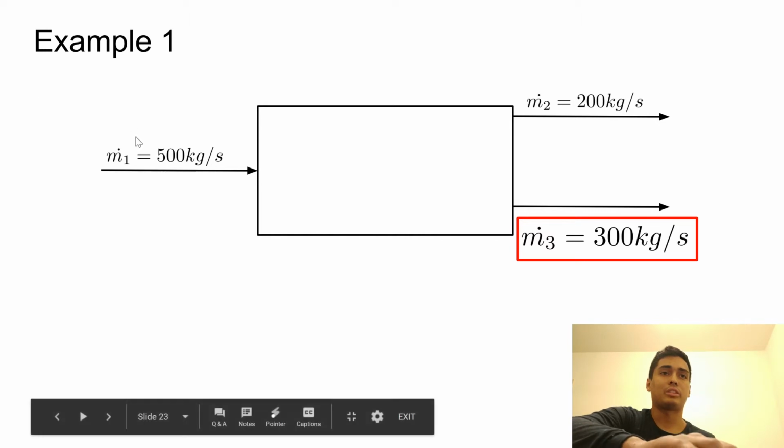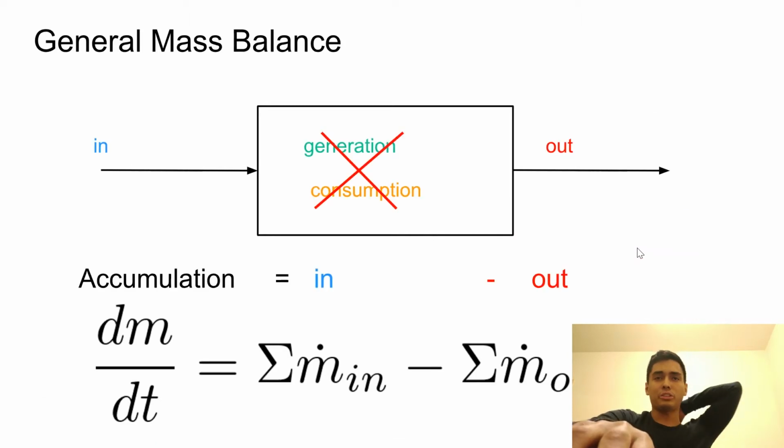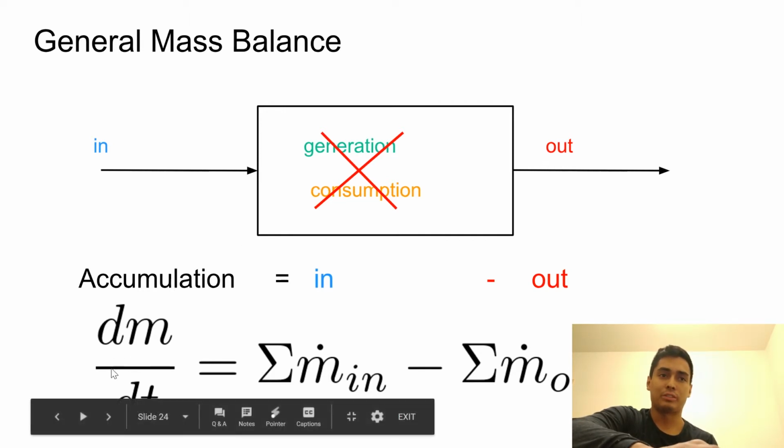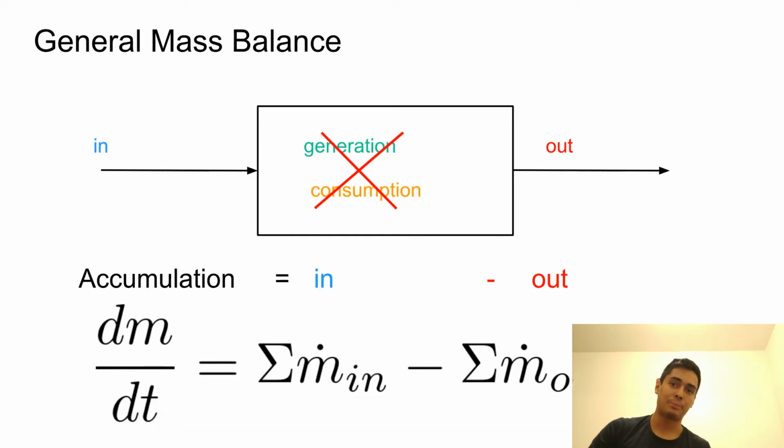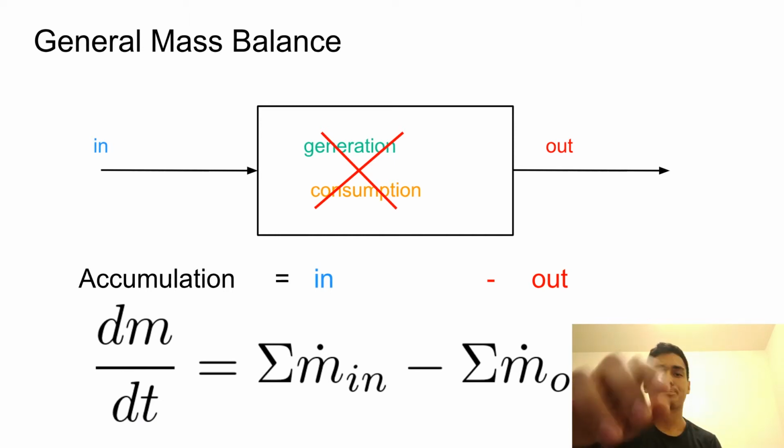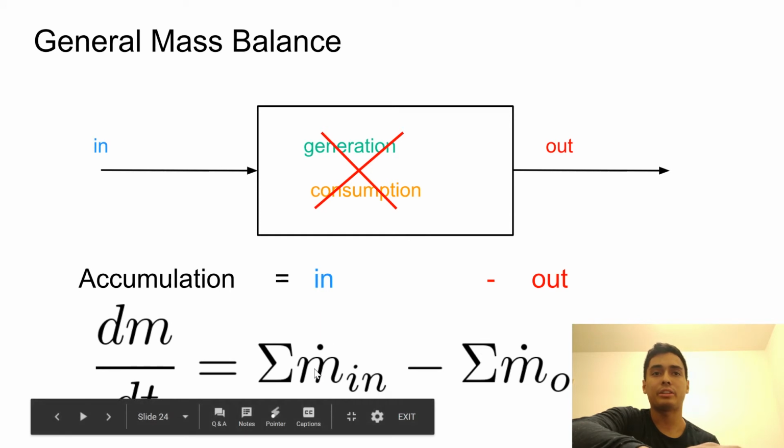So now we see again, it's 500 and m dot 2, 300 kilograms per second. That's the mass balance. Okay, so let's talk about what happened here. If there's no generation or consumption, we say that the accumulation term, if you've taken calculus, you see that the accumulation term is dm over dt, the time rate of change of mass with respect to time. However, we add up everything coming in on the left, and you subtract everything coming out. So that's what the summation term means.